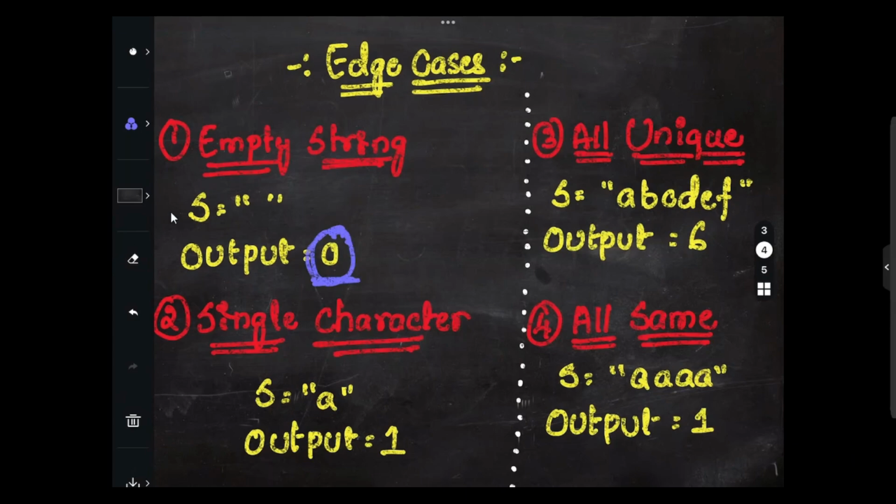So let's move on with the second edge case here, single character. When I say single character, we have only one character in the string. So here we have only one character, so the length is quite obviously 1 in this case, output. We know this one.